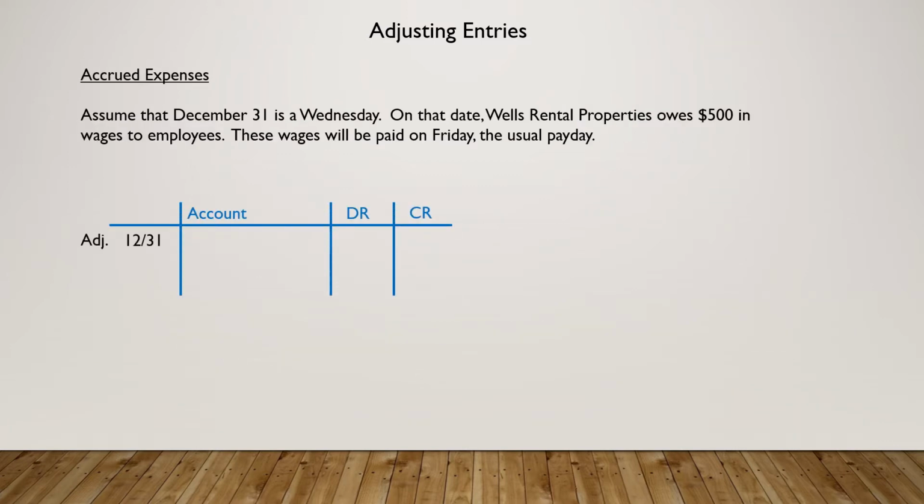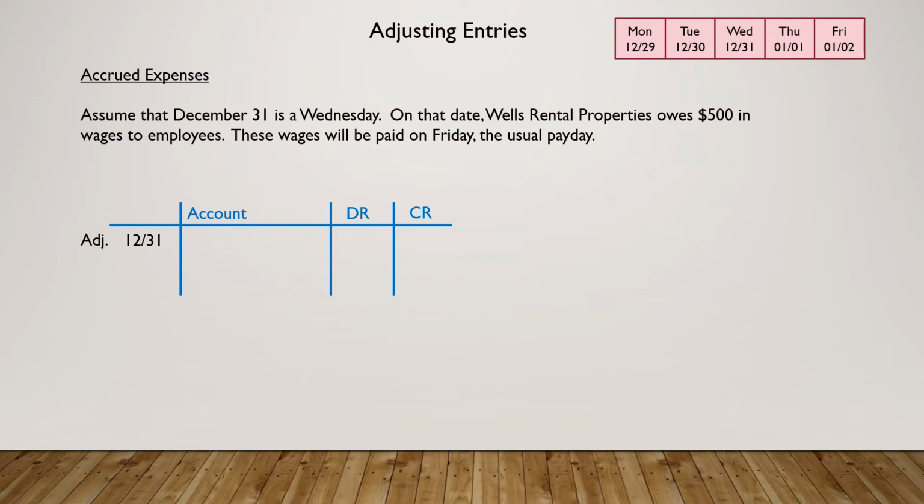Accrued expenses. Assume that December 31st is a Wednesday. On that date, Wells Rental Properties owes $500 in wages to employees. These wages will be paid on Friday, the usual payday. Let's also presume these employees work a 5-day work week beginning on Monday. So if our employees earn $500 over 3 days, how much are they earning per day?